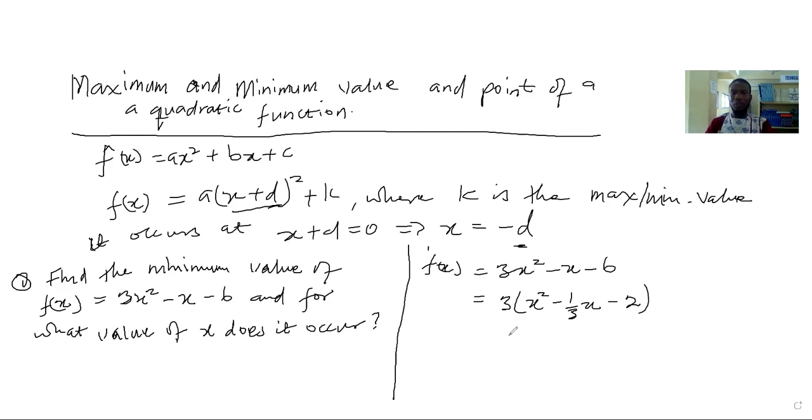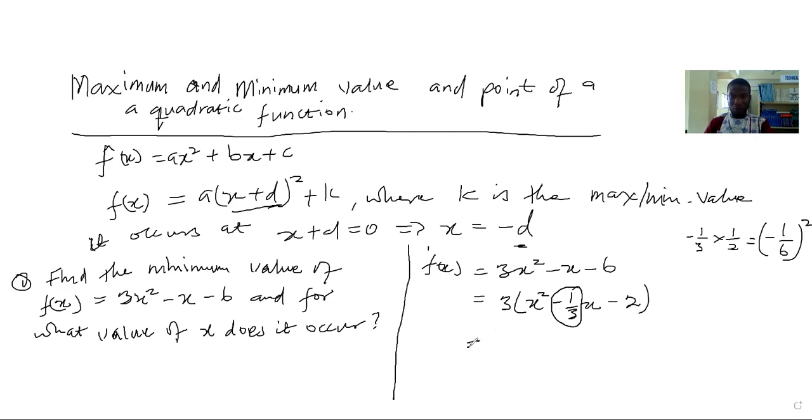3 out. The next thing we are going to do is to take half the coefficient of x. We take half of the coefficient of x. So the coefficient of x is negative 1 over 3, of course. And we take half of it by simply multiplying it by 1 over 2. And that will give us negative 1 over 6. So now we are going to add and subtract the square of this to our function here.